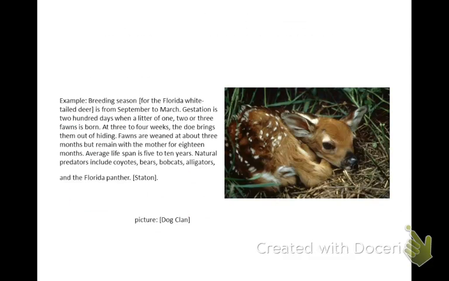For example, breeding season for the Florida white-tailed deer is from September to March. Gestation is 200 days, when a litter of 1, 2, or 3 fawns is born. At 3 to 4 weeks, a doe brings them out of hiding. Fawns are weaned at about 3 months, but remain with the mother for 18 months. Average lifespan is 5 to 10 years. Natural predators include coyotes, bears, bobcats, alligators, and the Florida panther.